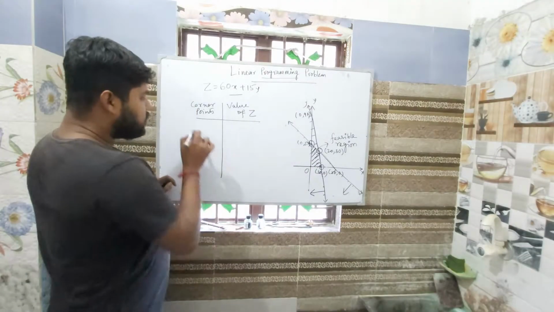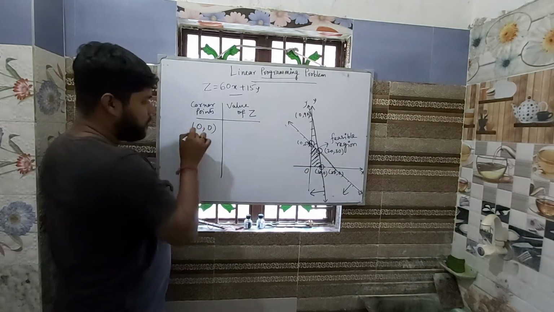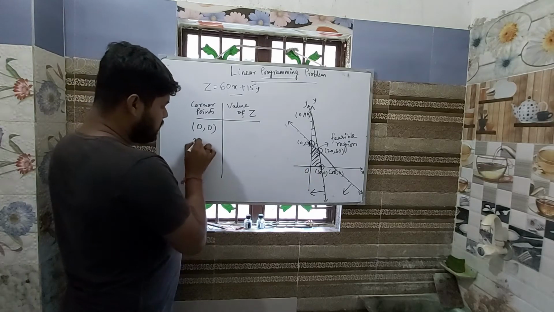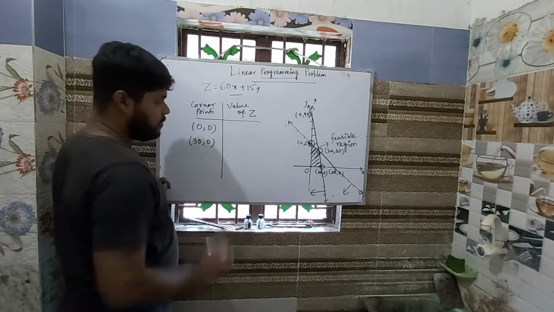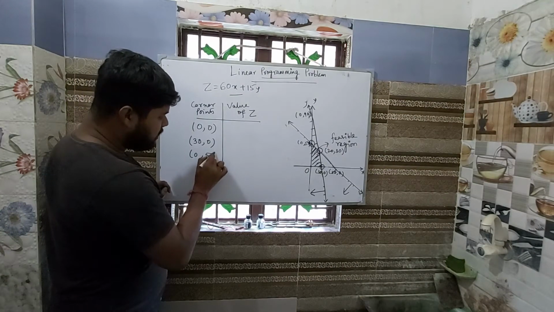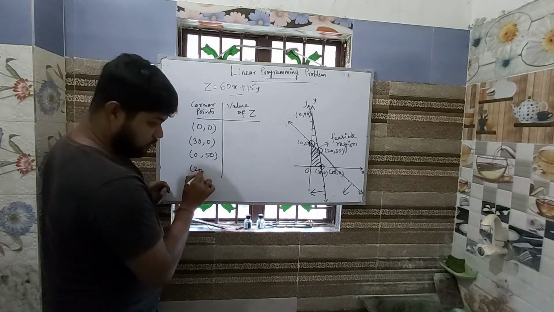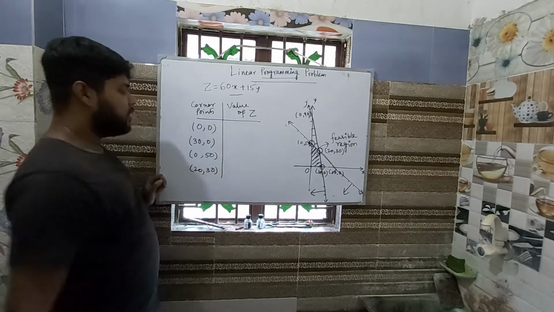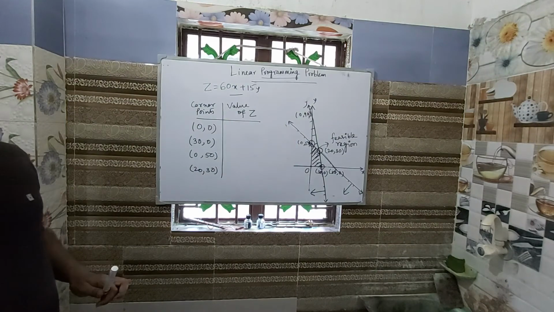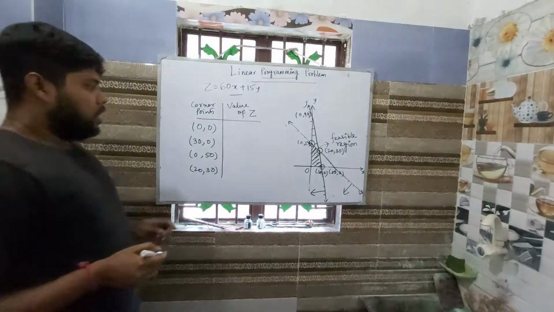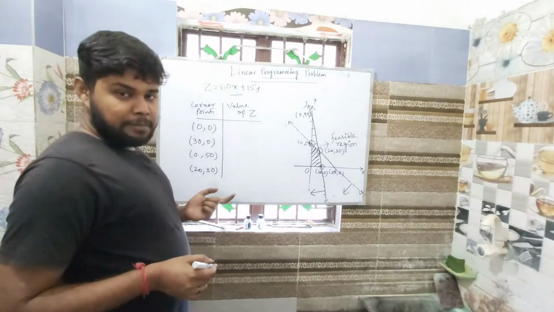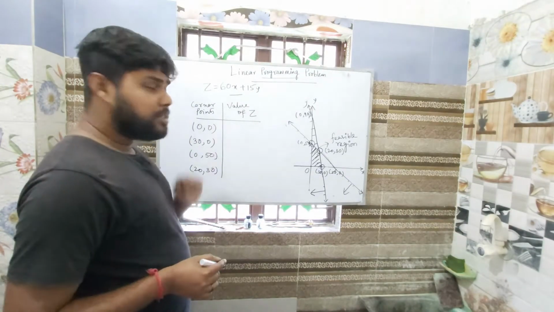Let us write that first. The first one is 0, 0. Okay. The second one is 30, 0. Third one 0, 50. And the last one 20, 30. Fine. So now put these values into z and check what values you are getting.